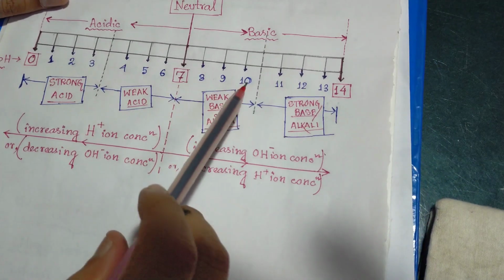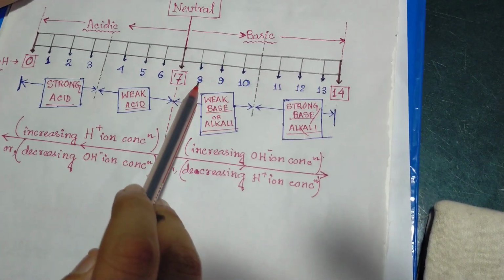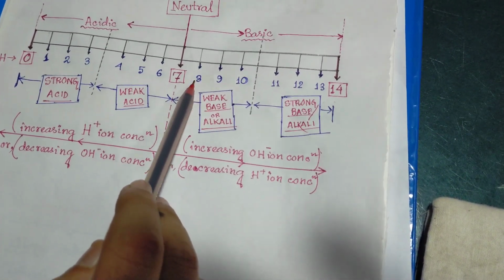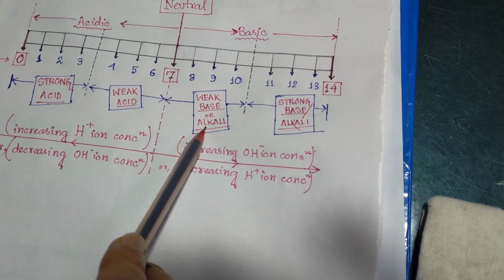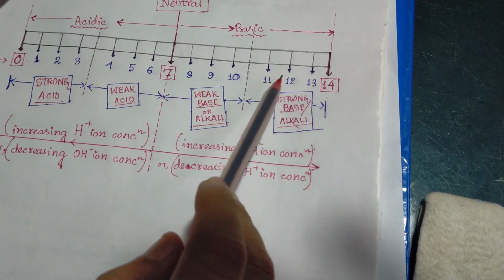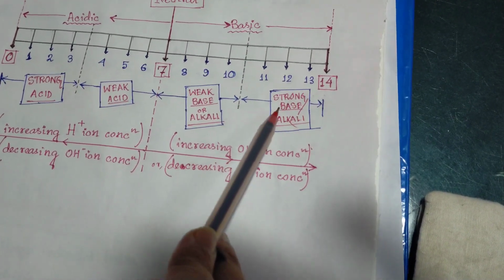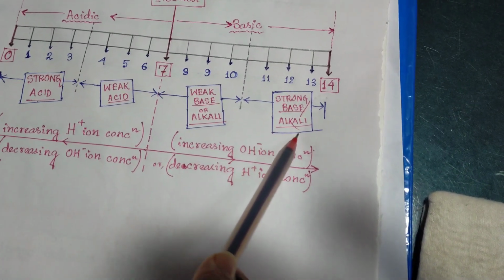Similarly, for base, the pH values 8, 9 and 10 are all weak bases or weak alkalis, and the pH values 11, 12, 13, 14 are strong bases or strong alkalis.